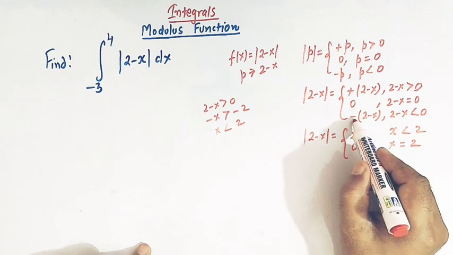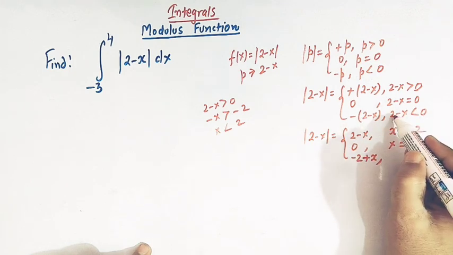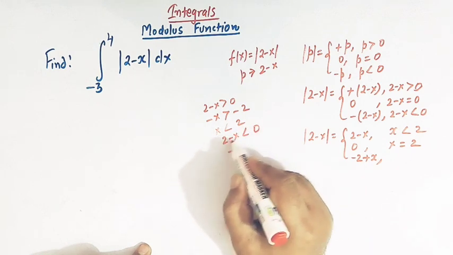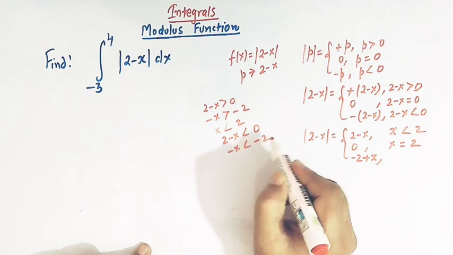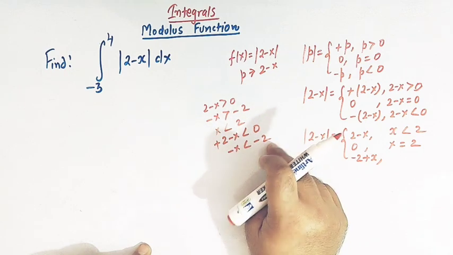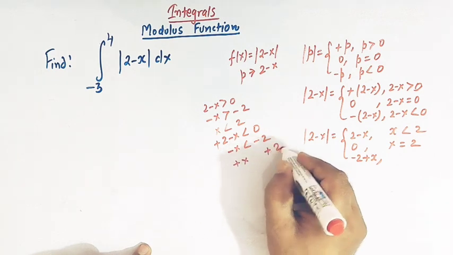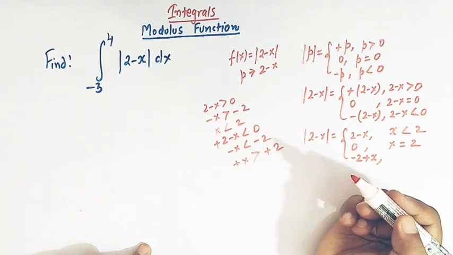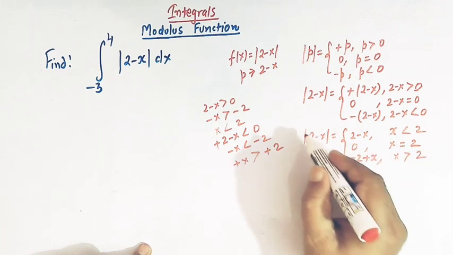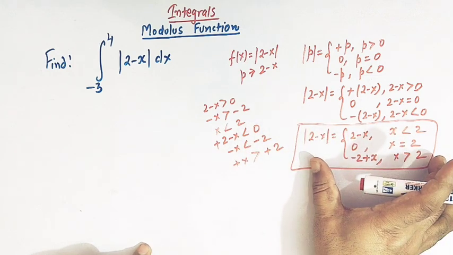And here we have a negative of 2 minus x, so this is minus 2 plus x when 2 minus x is less than 0. So again, solving this inequality, we have minus x less than minus 2, taking this positive 2 to the right hand side, multiplying both sides by minus 1, we get positive x. Here we get positive 2, but the direction of the inequality gets reversed, right? So here we have x greater than 2. So now we have mod of 2 minus x like this, right?